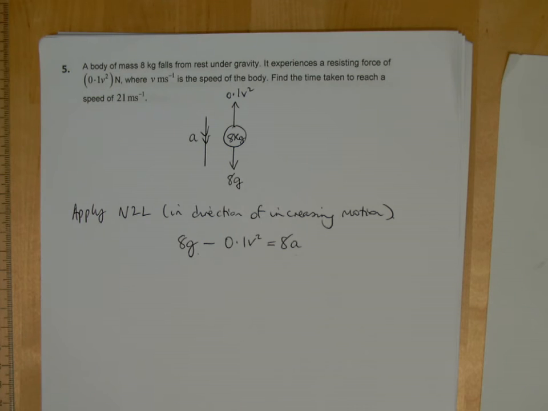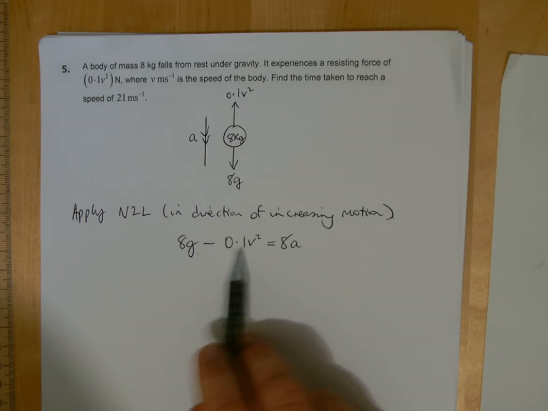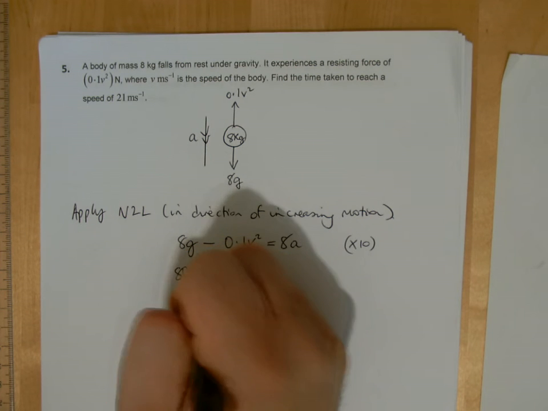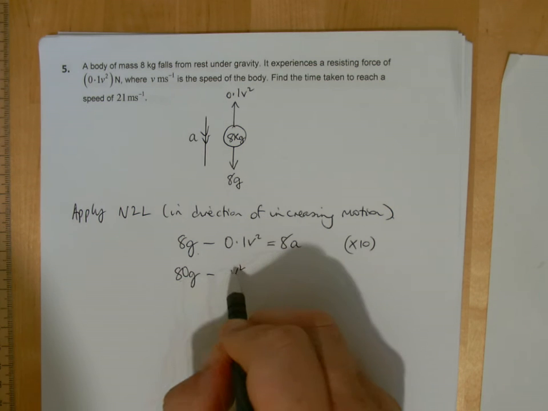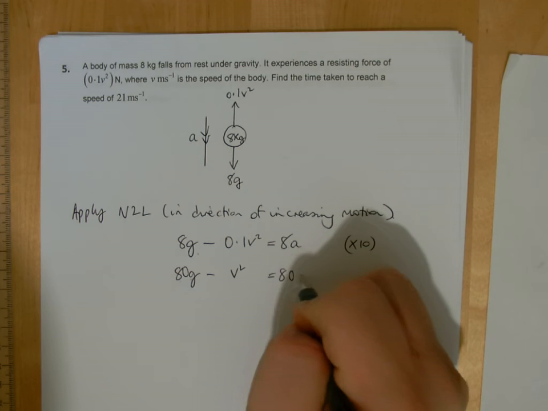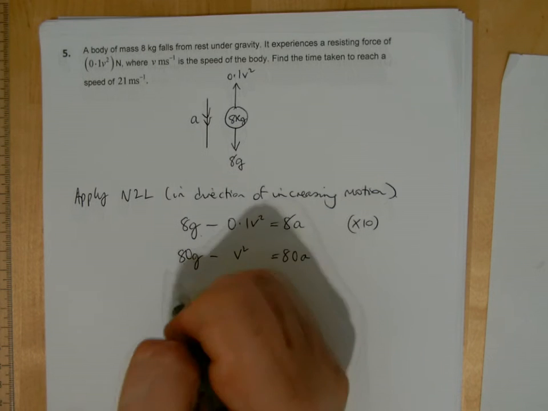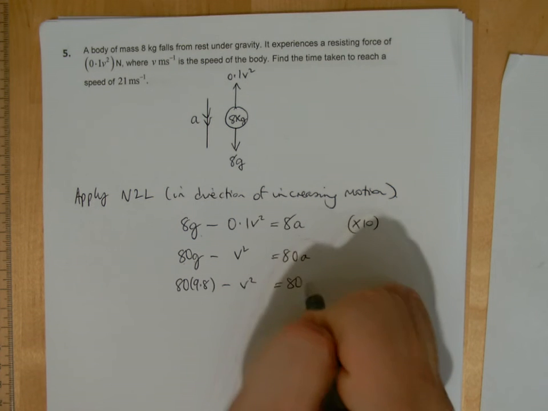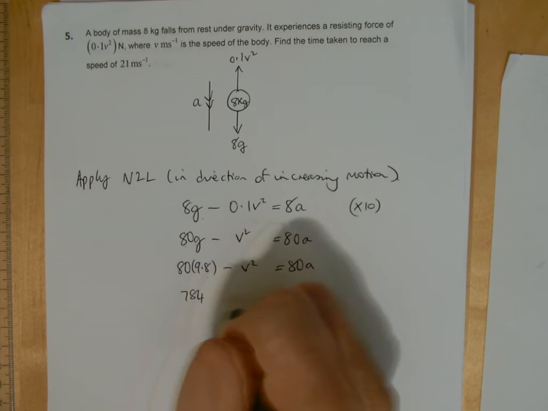Now remember we discussed before, it is better to try and change that to 1 if possible, so I need to times through by 10 in that case. So I get 80g, take away v squared, times that by 10, times this by 10, and times that by 10, I get 80a. The other thing then, of course, I know g to be 9.8. And when I work that out, 80 times 9.8 is 784.